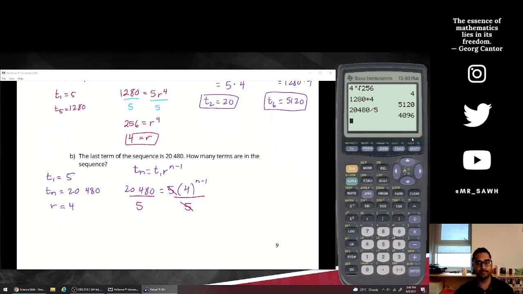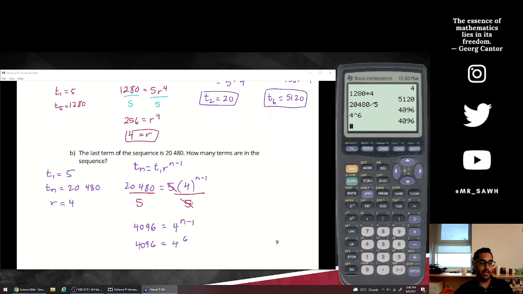So divide by 5. So 4096. Let's get our purple color back. 4096 should be equal to 4 to the power of n minus 1. A little bit of a guess and check here. So let's do 4 to the power of 6. Perfect. So 4 to the power of 6 is the same thing.